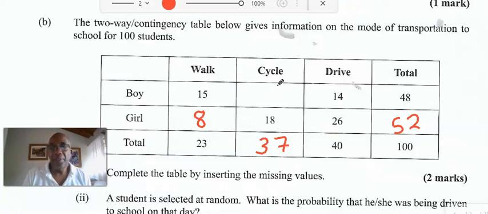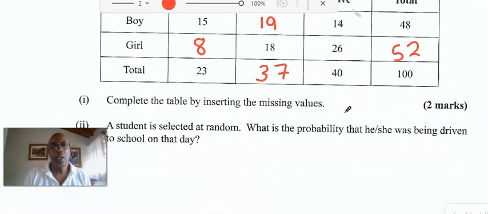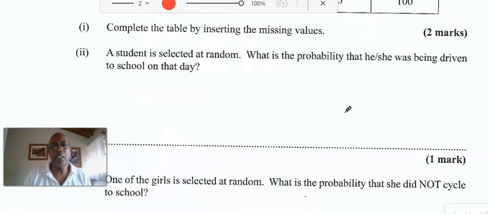And finally, the last space to fill in is the number of boys who cycled. So again, we can add 15 plus 14 to get 29. And subtract the answer from 48, and we are going to get 19. And we have answered the first part of the question. We have completed the table. So we move on to part 2.